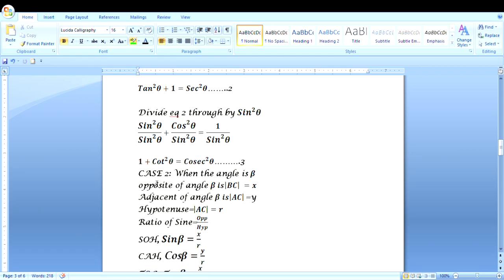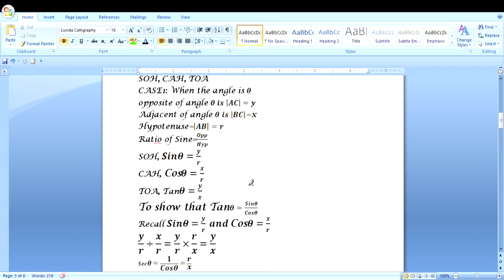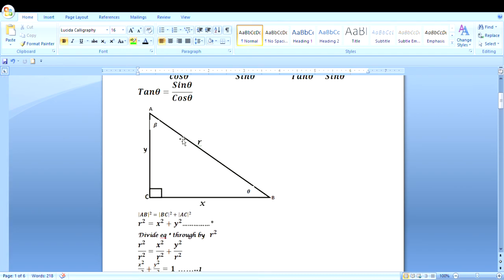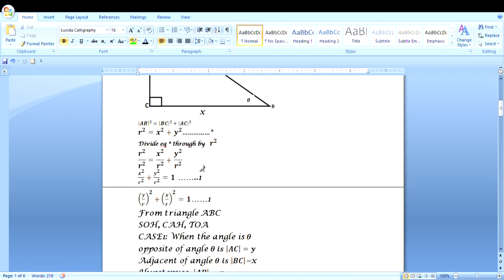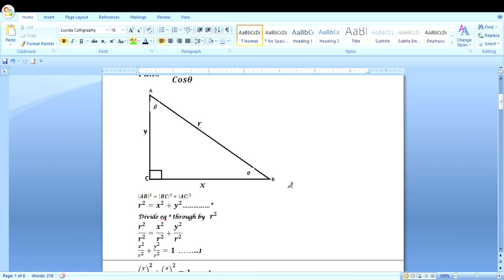Now in case 2, when the angle is now beta, we see that the opposite of the angle beta is x, which is the base. Now let's take a look at it. This is the angle beta here. The opposite of it is x, and the adjacent to it is y. So you see that once the angle changes like that, the ratio will tend to change, though the hypotenuse also remains the same.